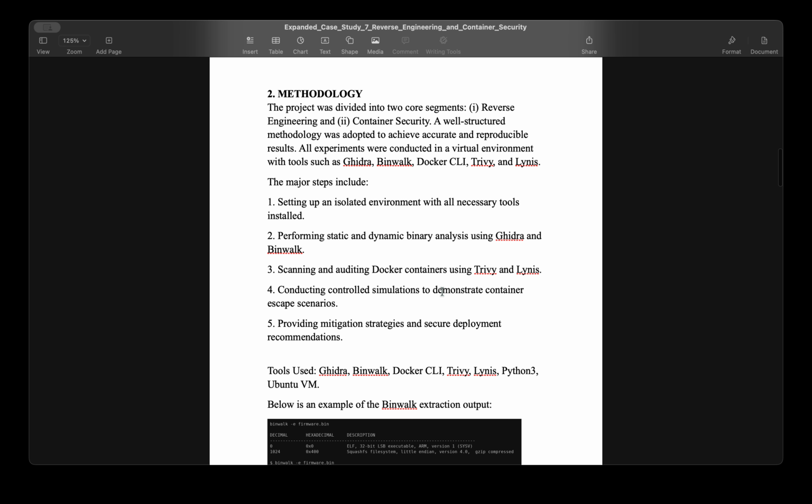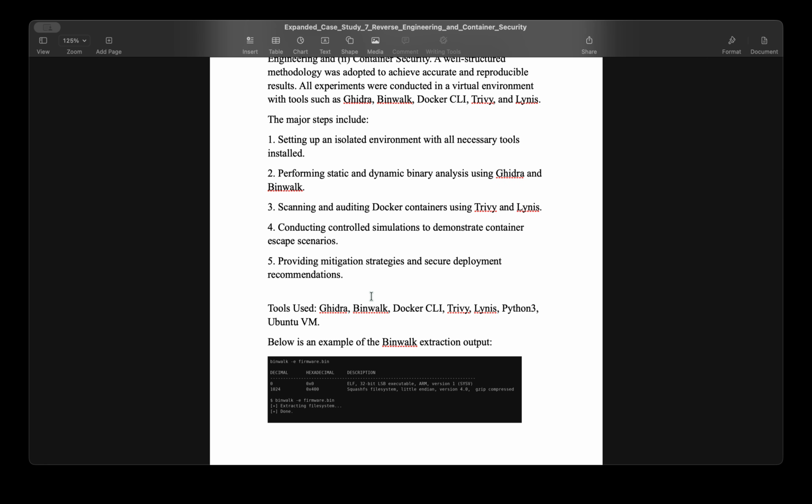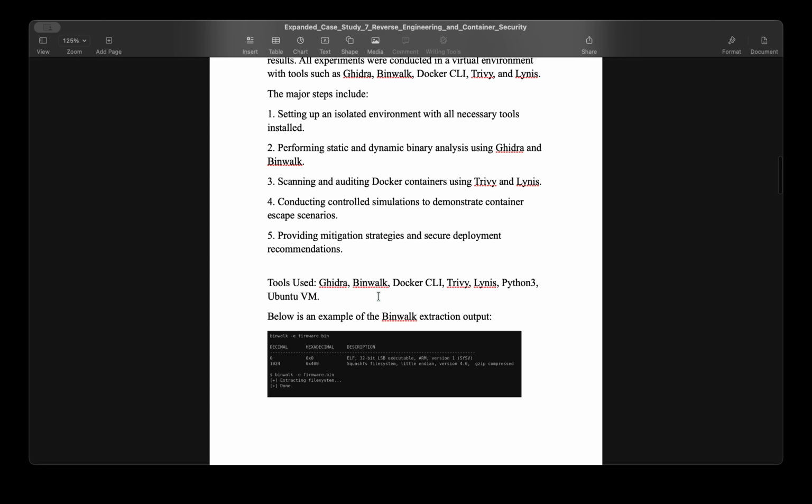Methodology. The project was divided into two core segments: reverse engineering and container security. We used Docker CLI, Hydra, Binwalk, Trivy, and Linux. The major steps include setting up an isolated environment with all the necessary tools. Hydra, Binwalk, Docker CLI, Trivy, Linux, and Python 3 were used, and Ubuntu was loaded in a virtual machine.